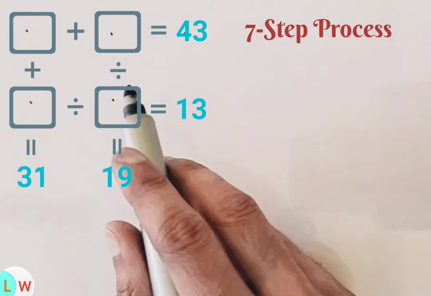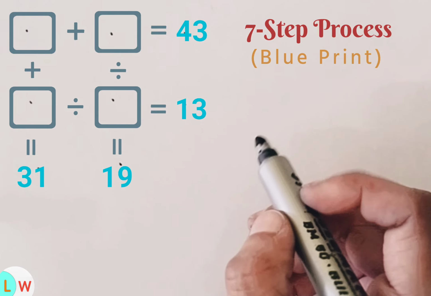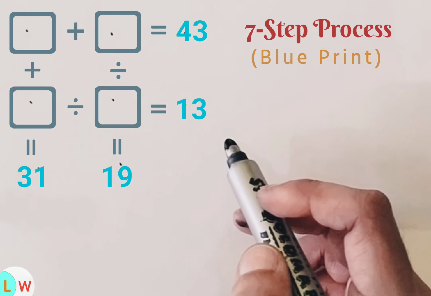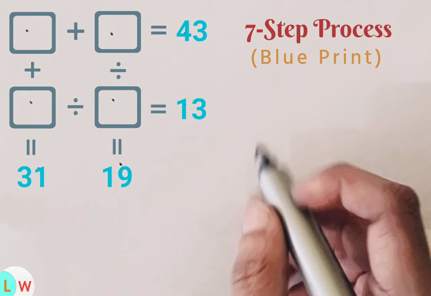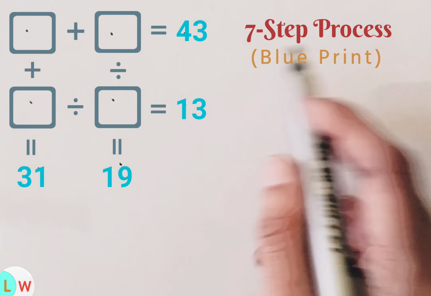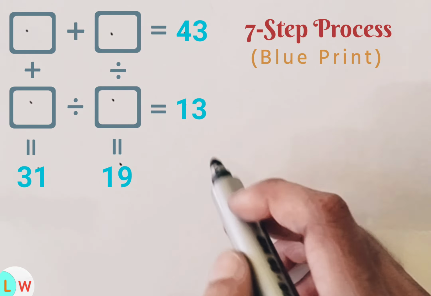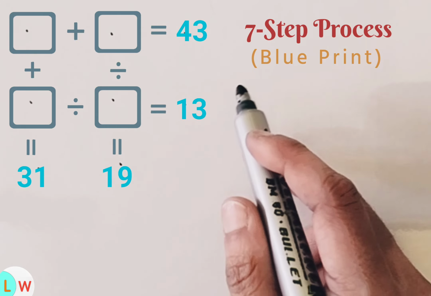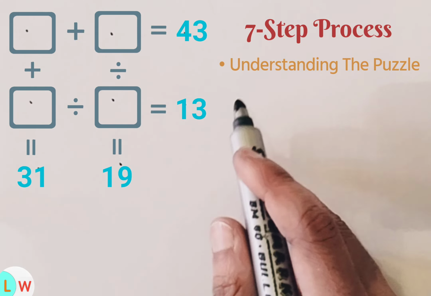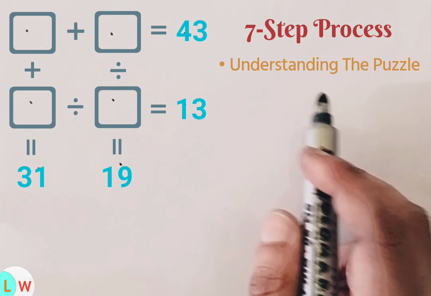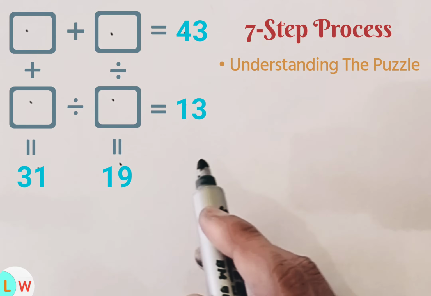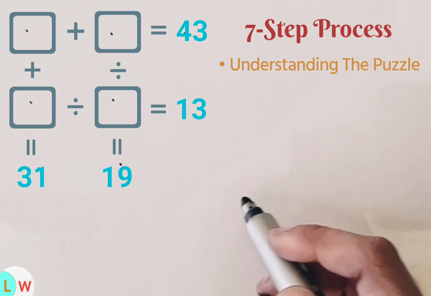First, we discuss the general steps involved in solving these types of puzzles so that you will be able to easily solve any puzzle like this. Let's go ahead. Here are the steps for solving a general puzzle without using specific digits. The first step is understanding the puzzle. This is step number 1. Begin with understanding the rules and requirements of the puzzle and identify what needs to be solved or achieved.